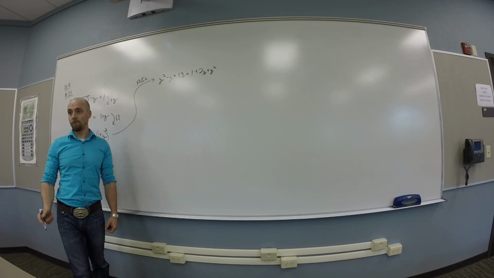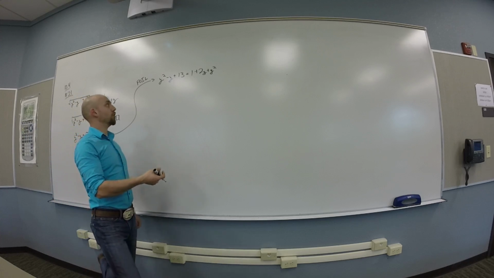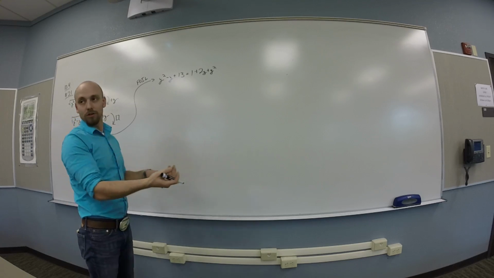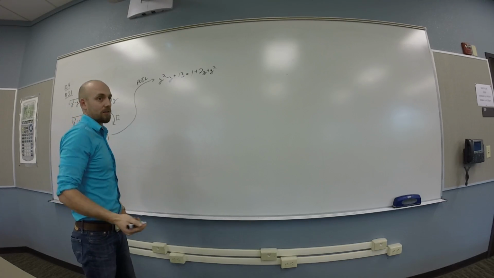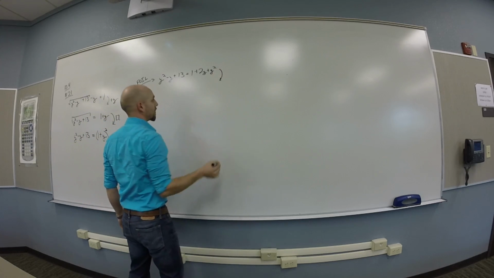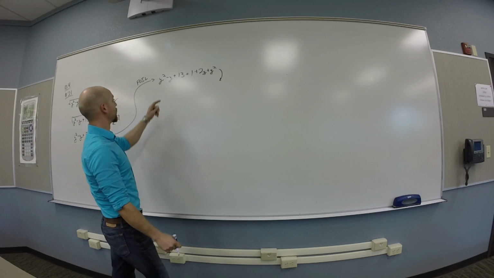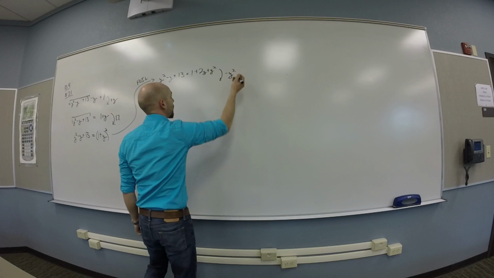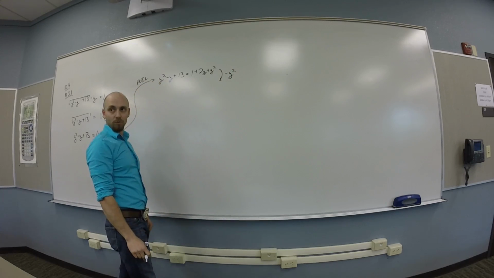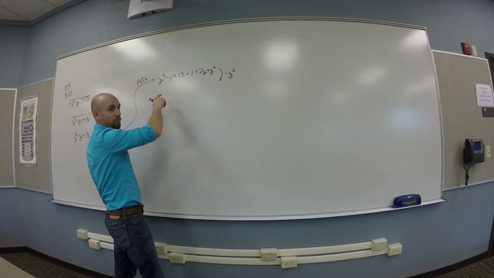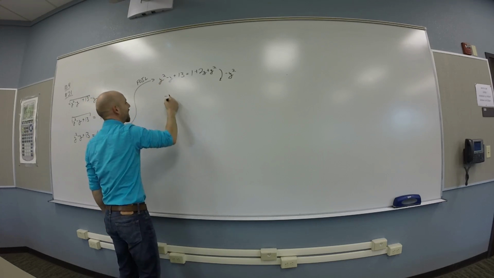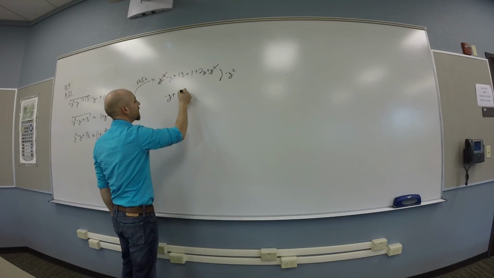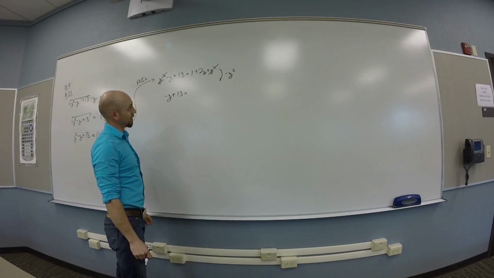Get all the stuff to the other side. I want to move all this jazz. It doesn't matter, pick a side, but if you do it left to right, you don't get any negative signs you have to worry about. So we want to do minus y squared first. What do you get when you subtract y squared? They cancel. Negative y plus 13.